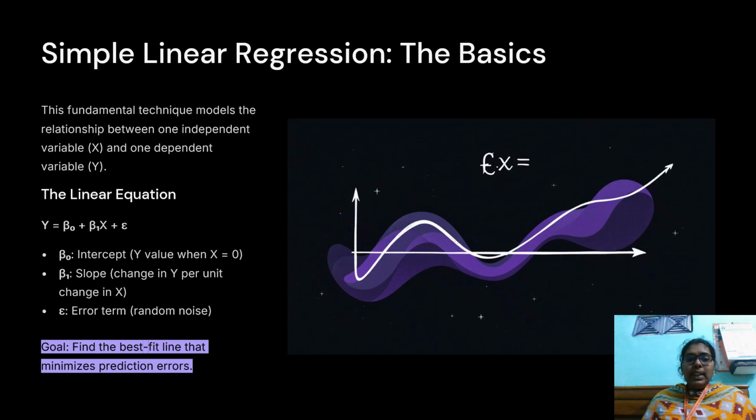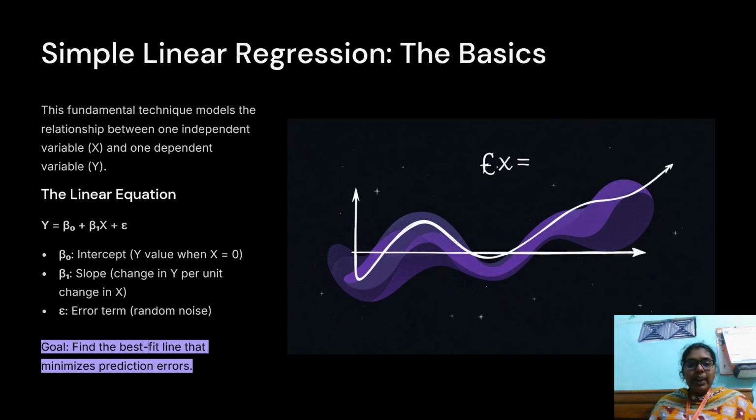Simple linear regression is the basics. This is a foundation technique that models the relationship between one independent variable x and one dependent variable. We can see the two types of variables: independent and dependent. Independent means the x variable and dependent means the y variable.